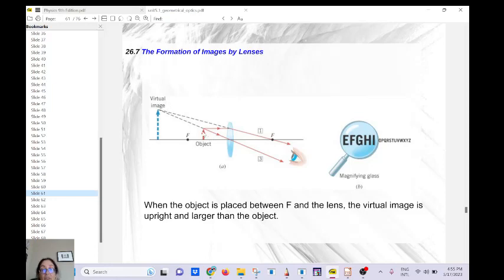And of course, if you want to find the position of the image, you only need two rays. One ray parallel will go through the focal point, and one ray that goes through the center will not be refracted. So you see that the image is on the same side as the object. Object and image are on the same side. That's why it's called a virtual image. And in that case, we say that the distance between the lens and the image is negative.